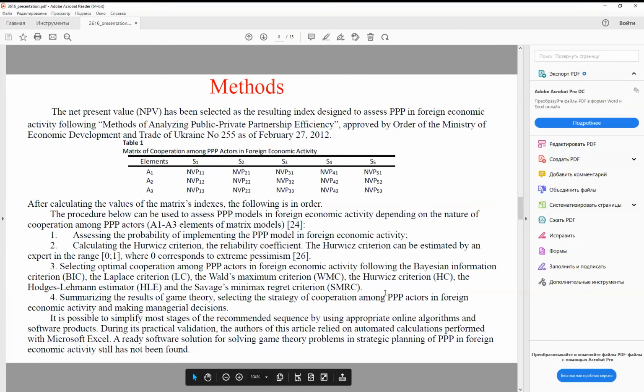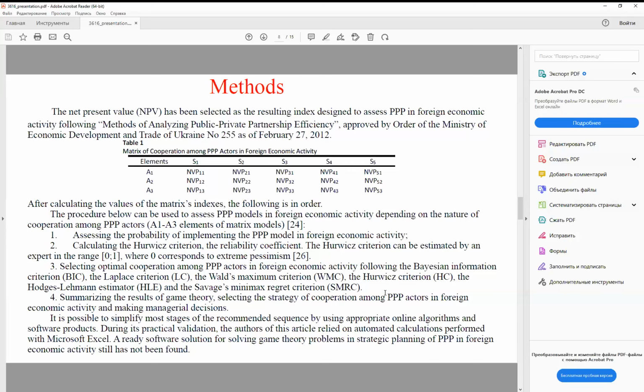Next is the net present value, NPV, which has been selected as the resulting index designed to assess PP in foreign economic activity, following the methods of analysis of public-private partnership efficiency approved by order of the Ministry of Economic Development and Trade of Ukraine, number 255 as of February 27, 2012. Table 1 is the matrix of cooperation among PP actors in foreign economic activity.